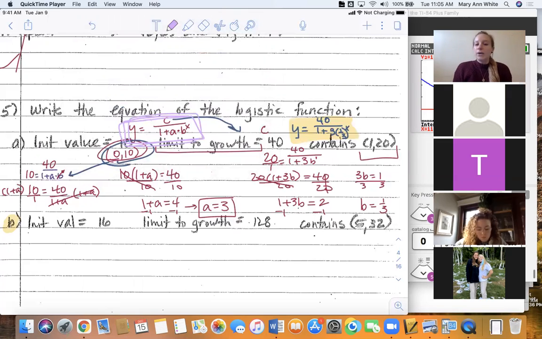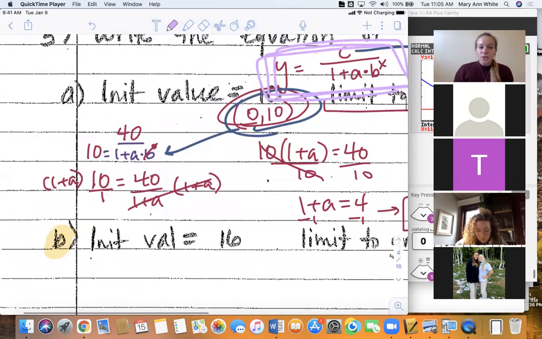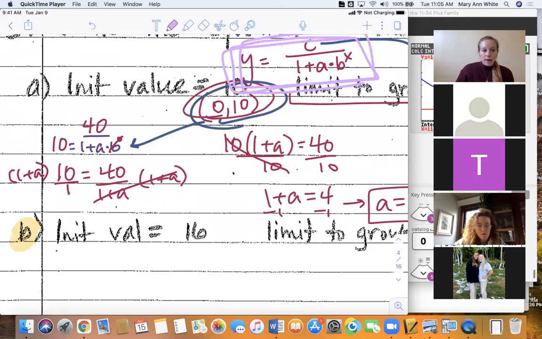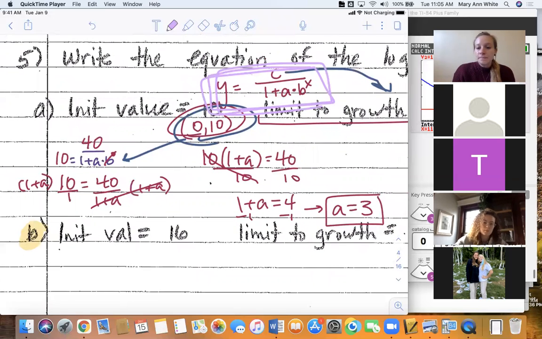Your initial value helps you find your A. So I needed to write my initial value as (0, 10). The initial value is always a Y value. It's your first Y, so it's where X is 0. I plugged 10 in for Y, I plugged 0 in for X, and then I was able to cross multiply 1 plus A on both sides, divide, minus, and I got A equals 3.